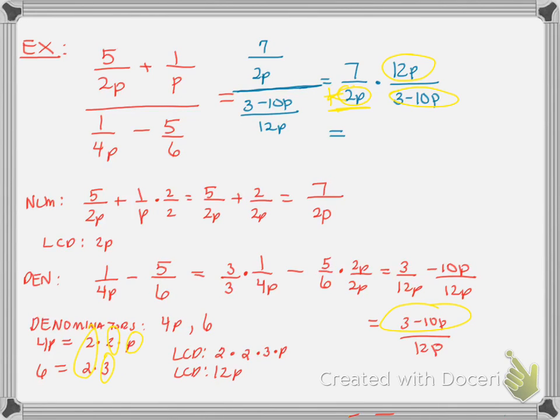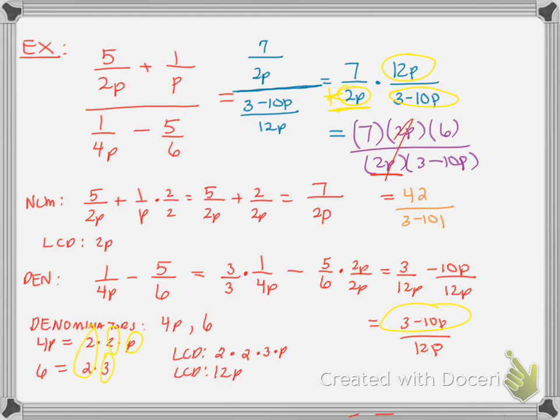So what will happen is this will be 7, and this is multiplication, so we can multiply straight across. I'm going to add parentheses into 2p, and then 2p times what will give me 12p? Well, 6, right? All over 2p times 3 minus 10p. Again, it's multiplication, so we can multiply straight across. Look at that. That is so pretty, right? 2p over 2p, we remove that unnecessary 1, and what will we be left with? So our final answer is 7 times 6 is 42 over 3 minus 10p.